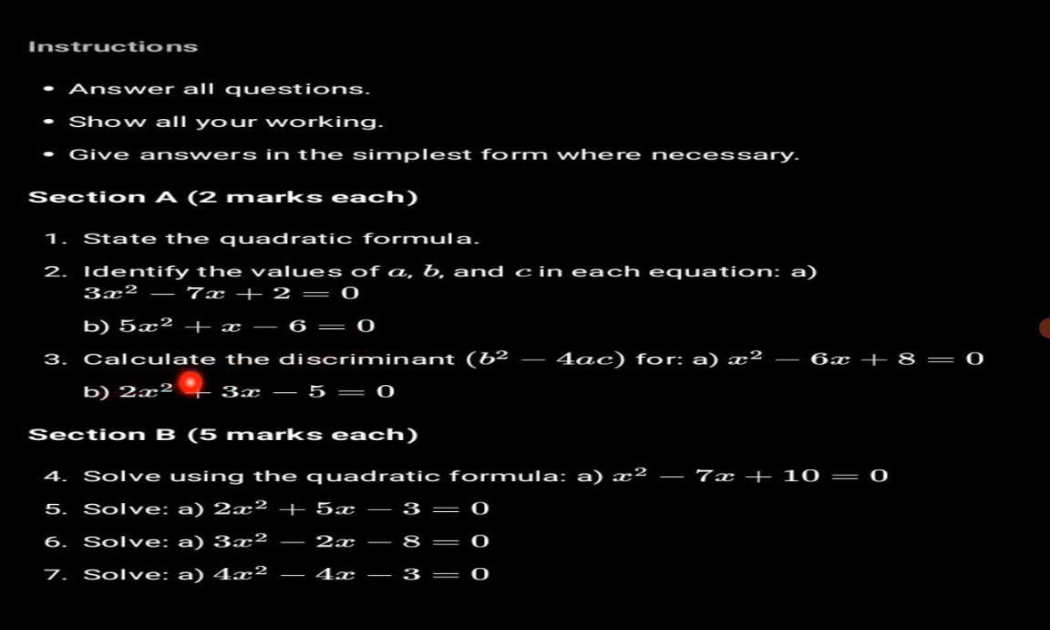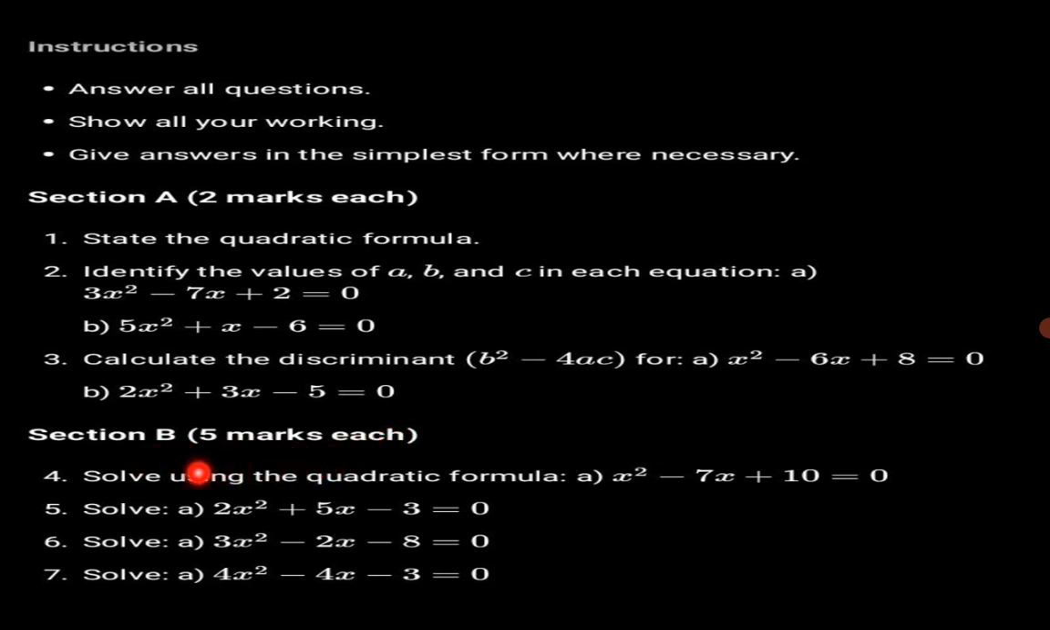Number 3, calculate the discriminant for each of these equations. There are two equations. We have this one, x squared minus 6x plus 8 equals 0. And b, 2x squared plus 3x minus 5 equals 0. So for each of these, calculate the discriminant.